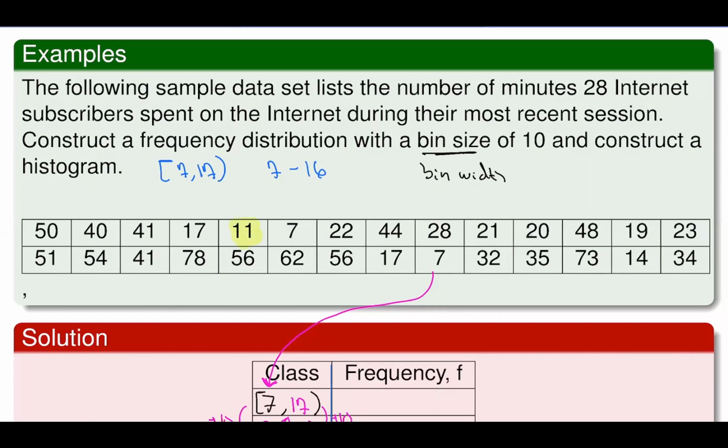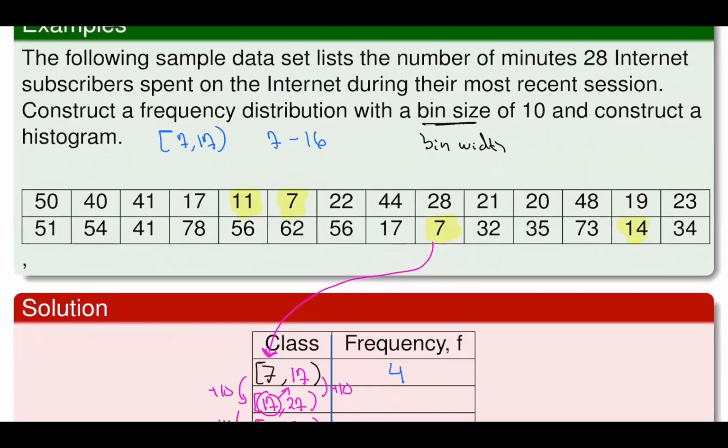So we have 11, we have 7, we have 7 over here, and that's pretty much it. So how many total numbers do we have that go from 7 to 17? 3. Yeah, 3. So we put frequency is 3. You missed the 14. Oh, I did? Oh, yeah. Thank you. All right. So now that becomes 4. All right. So that's the first one.